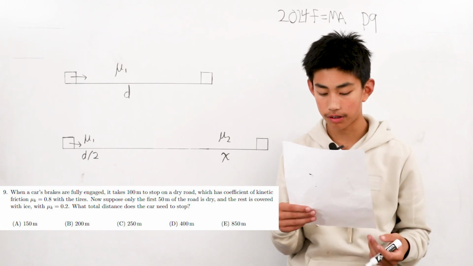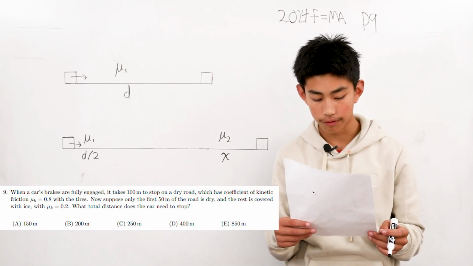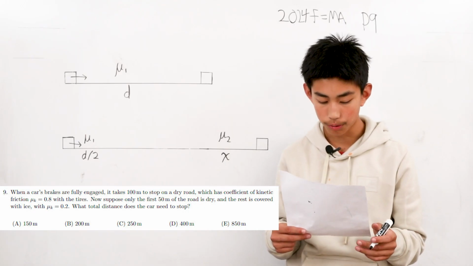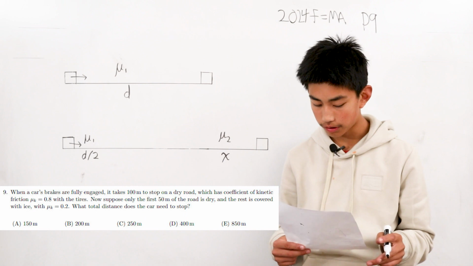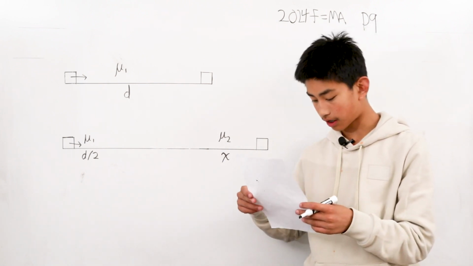Now suppose the first 50 meters of the road is dry and the rest is covered with ice, with mu of k equal to 0.2. What total distance does the car need to stop on the icy road? That's what it's asking.